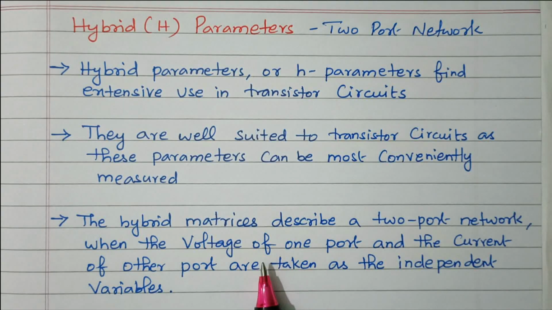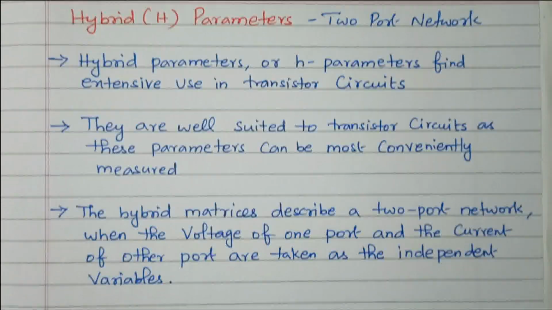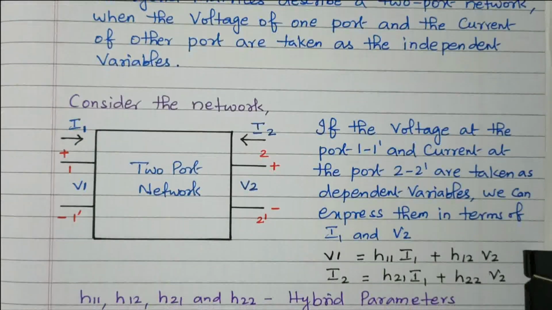But in this hybrid, the name itself, hybrid, means the current of one port and voltage of another port are taken as independent variables, so that it is called a hybrid variable. Normally the input port current and voltage are expressed in terms of output port current and voltage. But here what we are doing is voltage in one port and current in another port. That's why it is called a hybrid parameter. Now we'll see the block diagram.